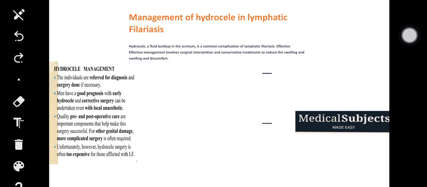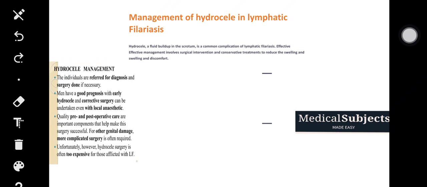So for hydrocele management, you are referred for diagnosis and surgery is done. Men have a good prognosis with early hydrocele. In men it is hydrocele, and in females the breasts are involved. So these are the complications. The complications are elephantiasis and hydrocele of the scrotum in males and of the breast in females.